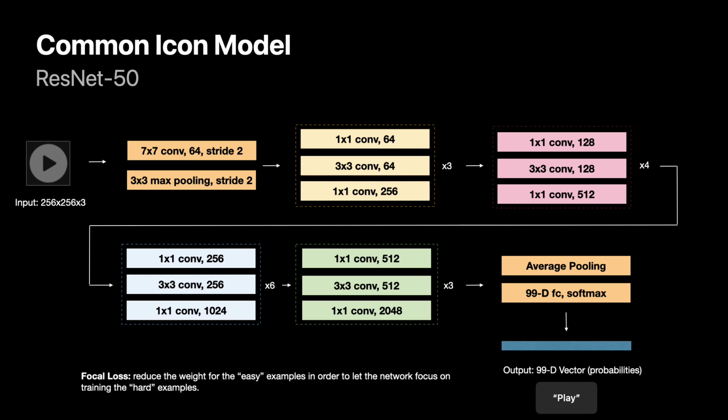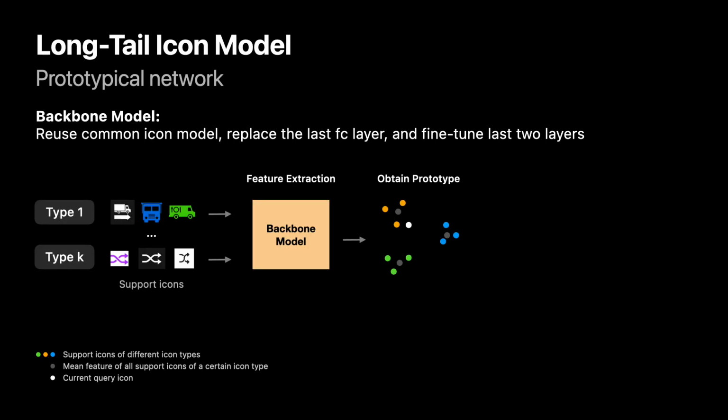For the common icons, we use ResNet 50 to perform the image classification task. We use focal loss to handle the class imbalance by downweighting the well-classified examples. If an icon is classified as long-tail, it will be sent to our long-tail icon classification model. To avoid overfitting due to the uneven distribution of icons, we use a few-shot learning method for long-tail icons. A prototypical network can classify the icon types given a few examples.